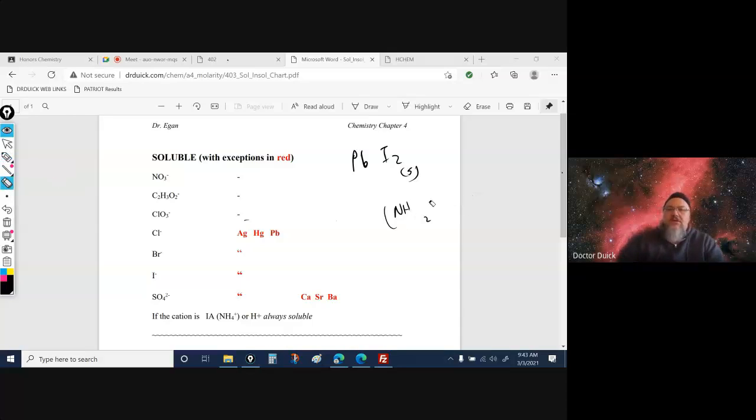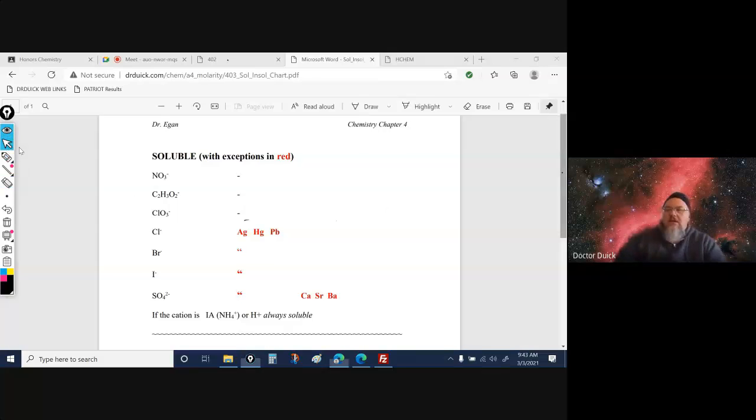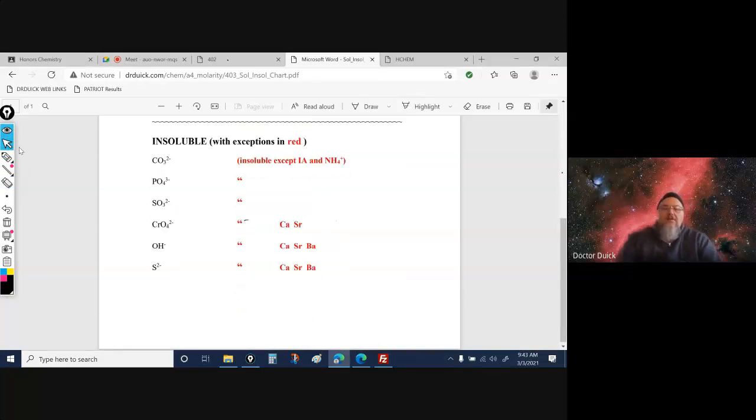I'm going to clear this out for a second. And these guys down here, they're insoluble, except for the exception. It's always 1A and NH4. So lithium phosphate. How about this one? Is this soluble? Li3PO4. Is that soluble or insoluble?